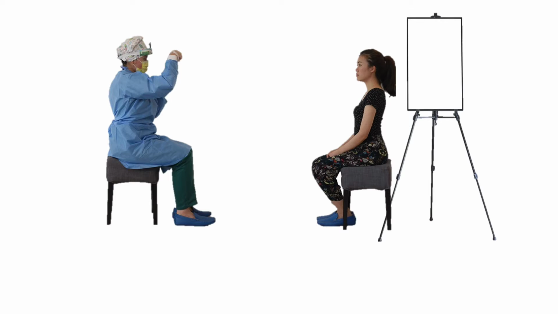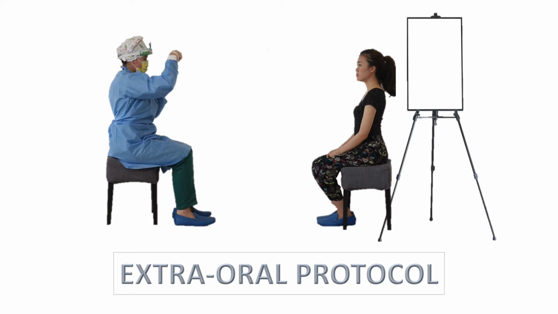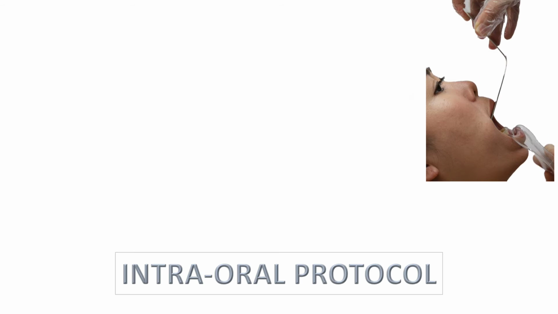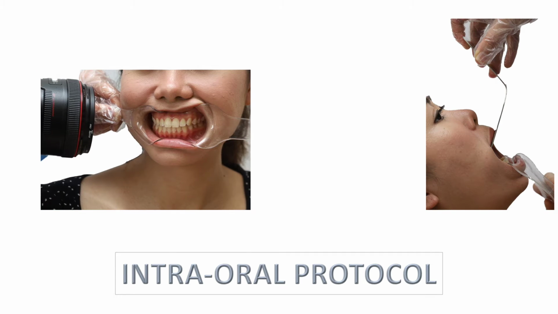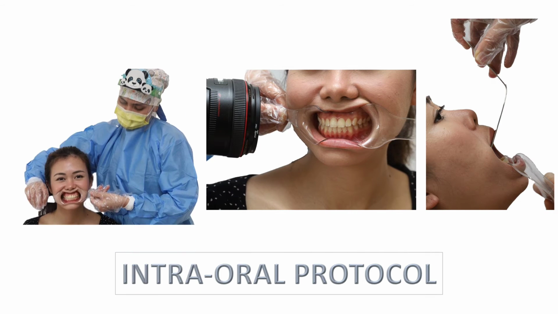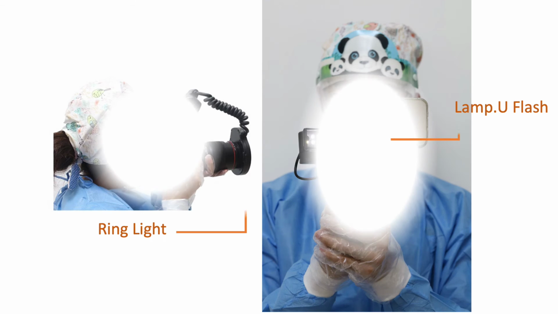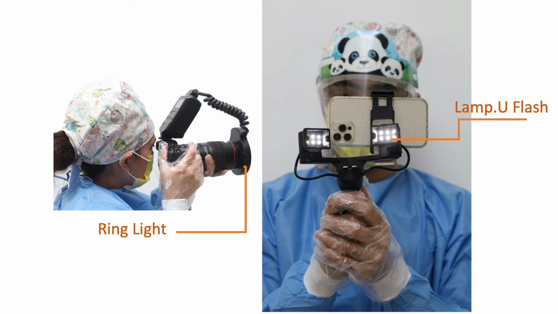The extraoral photos are taken with the patient in a natural head position, and an LED light box is used as a background to reduce shadow in the image. The intraoral protocol requires cheek retractors, intraoral mirrors, and a light source. The light source for the mirrorless camera is similar to the DSLR ring flash, whereas the smartphone uses a twin flash from LampU.